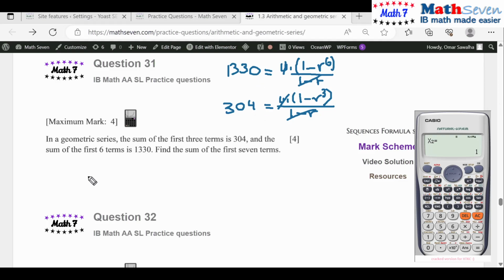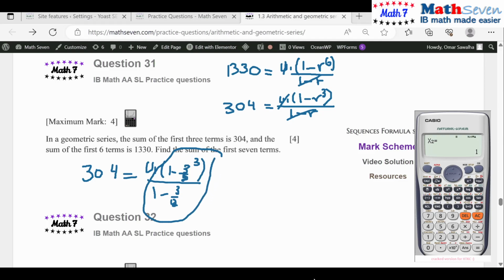Let me substitute in the first equation to find the value of u1. So 304, because I'm going to use it to find the sum of the first 7 terms, equals u1 times (1 minus (3 over 2) cubed) over (1 minus 3 over 2). I'm going to grab the calculator and do this operation. Let me first simplify this in the calculator. Bring up the division bar.